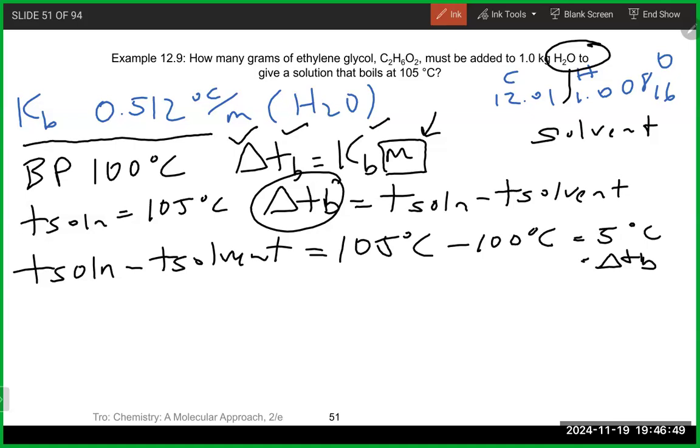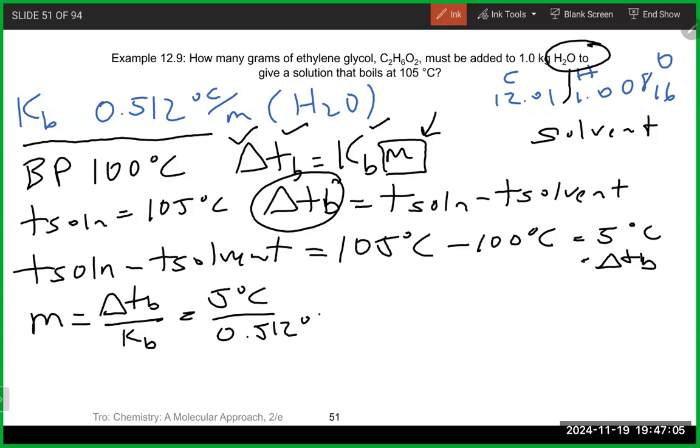Now that we have that, we can solve for molality, and that would be the change in the boiling point temperature divided by KB. That again is the 5 degrees Celsius we just calculated, divided by our 0.512 degrees Celsius per molality. The degrees Celsius is going to cancel out. It's going to leave us with molality. So 5 divided by 0.512 is going to give us 9.766 moles per kilogram, basically. That is what molality stands for.